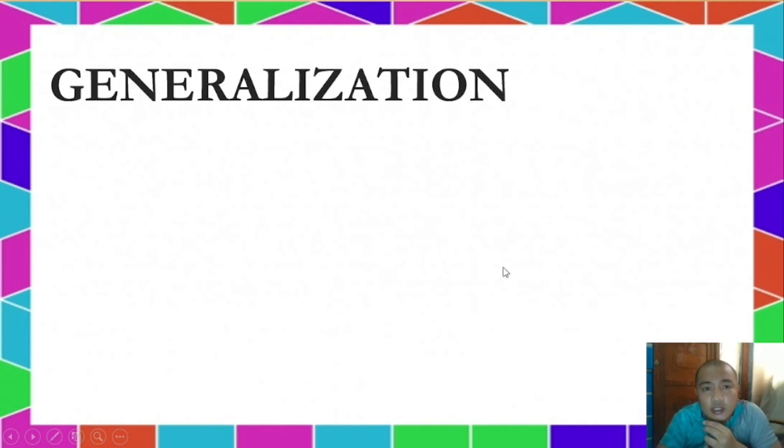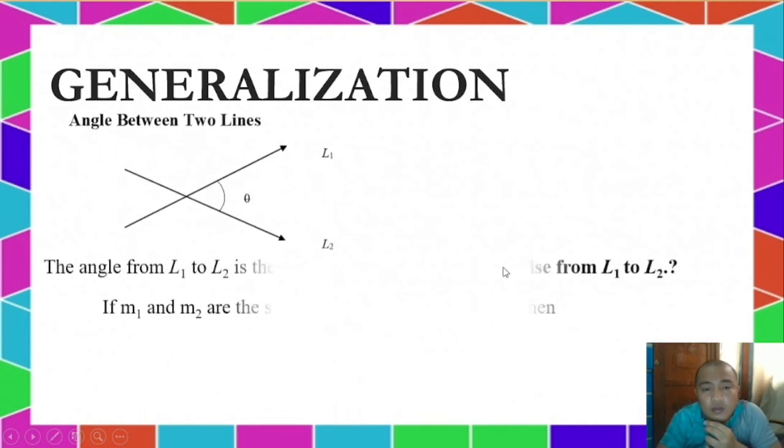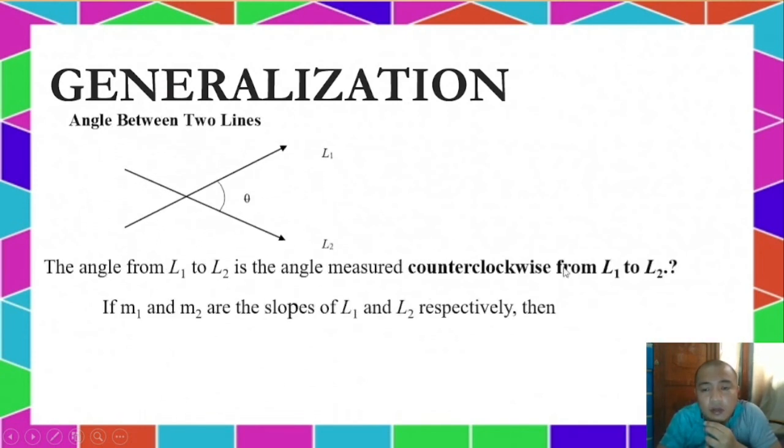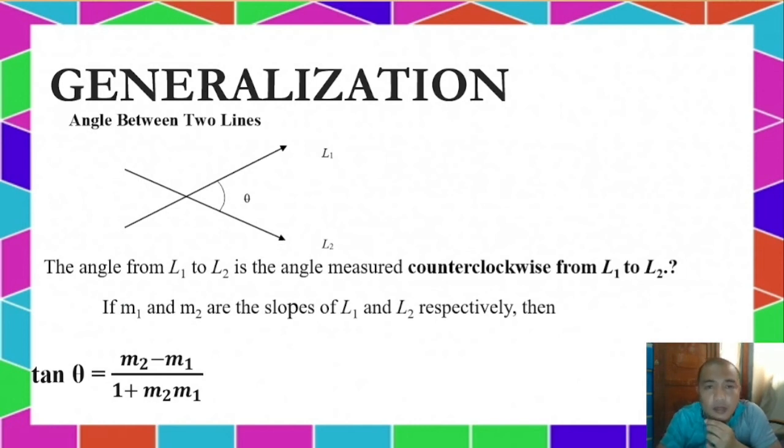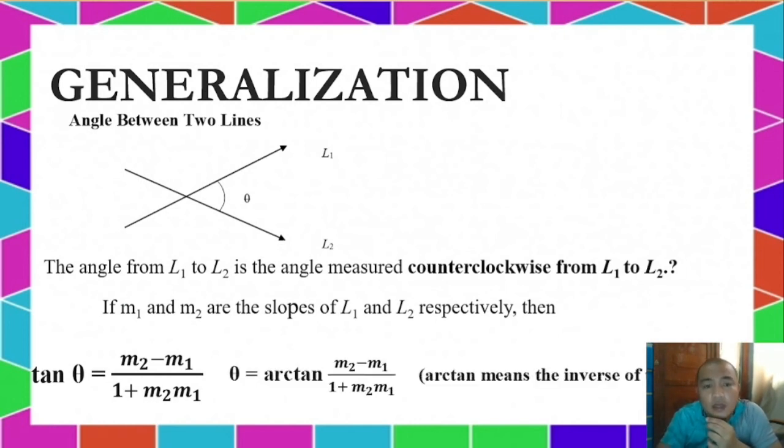So, generalization. For the angle between two lines, always remember counterclockwise. That's the keyword for this topic. And this is the formula in finding the angle theta: m sub 2 minus m sub 1 all over 1 plus m sub 2 times m sub 1. I hope you learned something today. And also, arctan means the inverse of the tangent function.